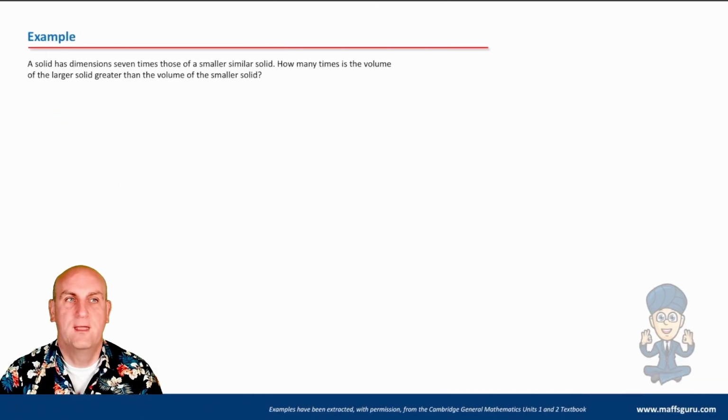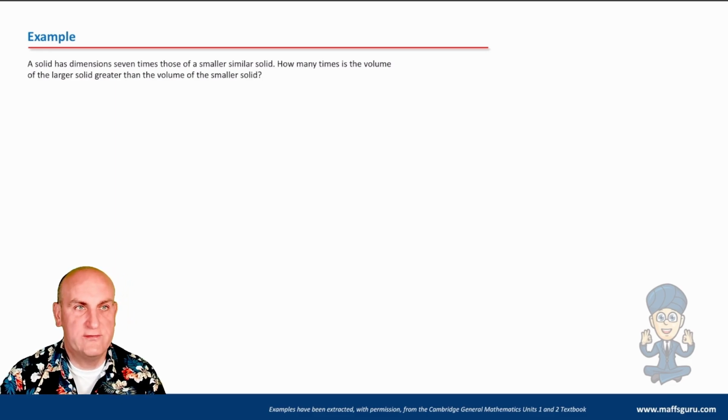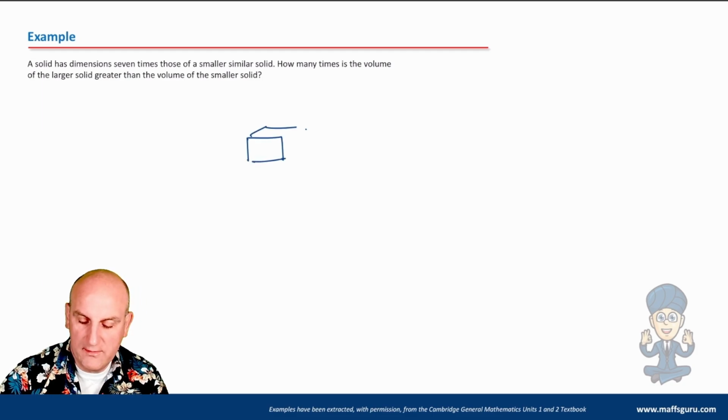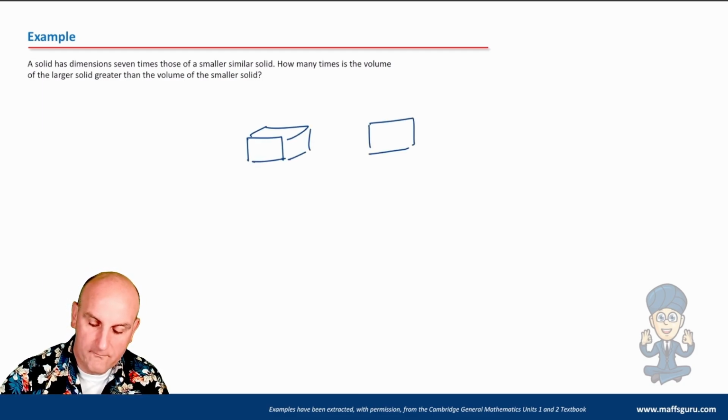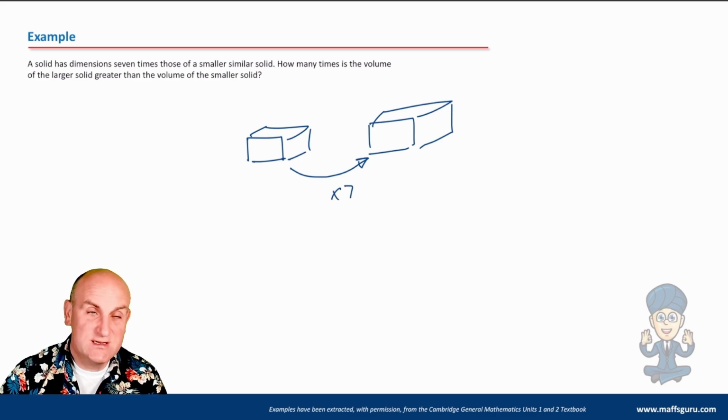Sheesh. A solid has dimensions 7 times larger than those of a smaller similar solid. All right, let's try it again. What do we got here? A solid has dimensions 7 times those of a smaller one. Oh, you can't draw anymore. What's going on? So there we go. There's one, and there's another one. So what we're saying is my ratio of side lengths is 7 times. So let's make that 7 times bigger.